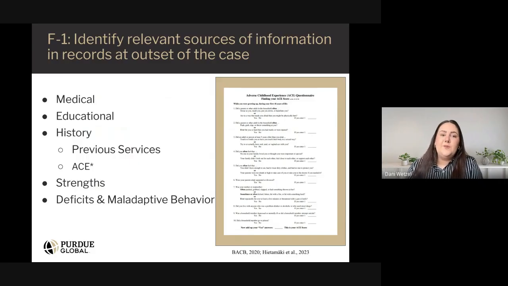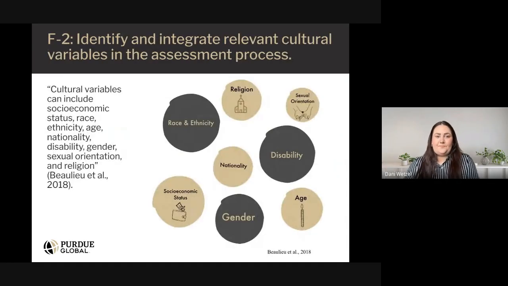Additionally, throughout your interviews, you're going to learn about your client's strengths, what skills they already have under their belt, and then also what deficits they have, what things we might be able to close the gap on with our behavior services, or learn about any challenging behavior that prohibits them from functioning in their natural environments.